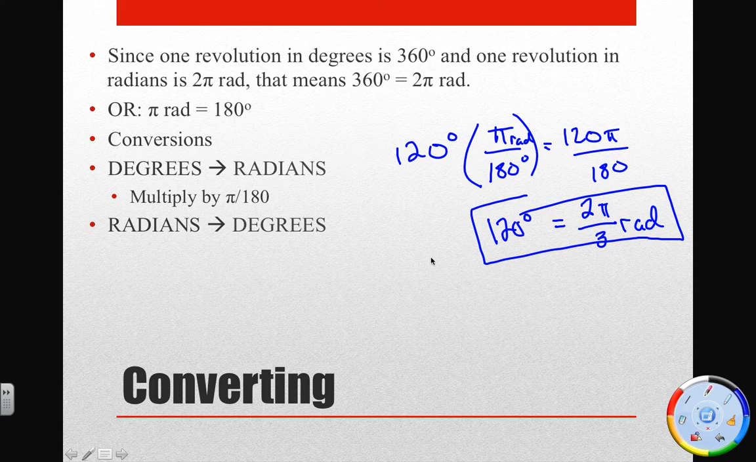But what if I gave you radians? Well, if I gave you radians, let's say I gave you pi halves, pi over 2.